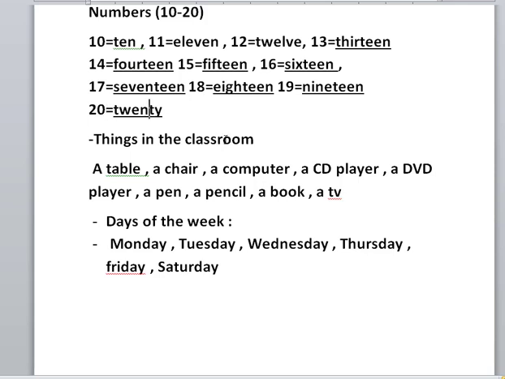And also we have things in the classroom. We have a table, a chair, a computer, a CD player, a DVD player, a pen, a pencil, a book, a TV. We have a lot of things in the classroom, in the university, and also in the school. And also we talk about days of the week. We have Monday, Tuesday, Wednesday, Thursday, Friday, and Saturday. Okay, it's all about numbers and also things in the classroom and also days of the week.